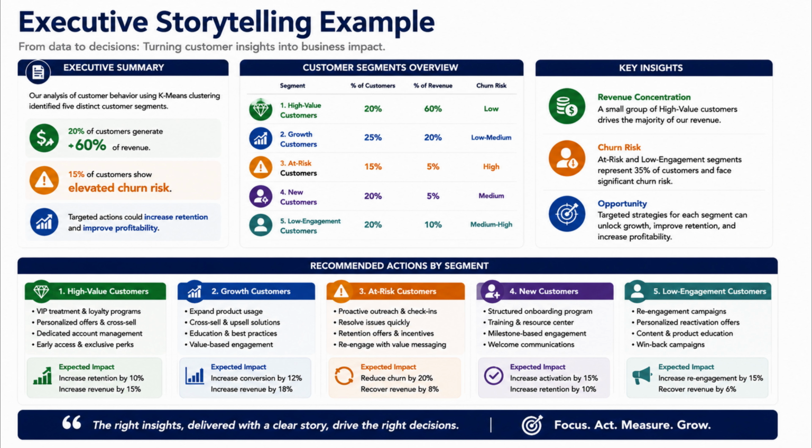Section 31, executive storytelling example. An executive summary might read, we identified 5 customer segments. 20% of customers generate 60% of revenue. 15% show elevated churn risk. Targeted actions could increase retention and improve profitability. This transforms analytics into a business narrative. Instead of presenting technical charts and statistical outputs, leaders receive a concise explanation of what is happening, why it matters, and what actions should be taken next. That is the essence of executive storytelling.